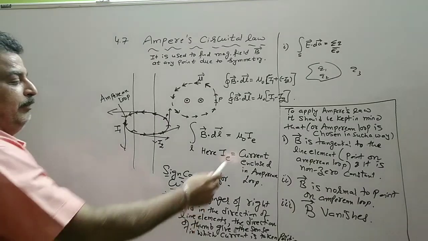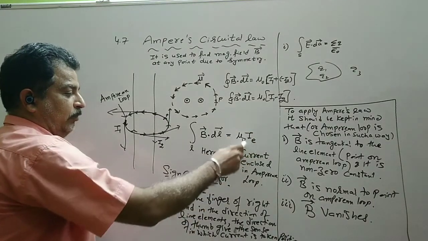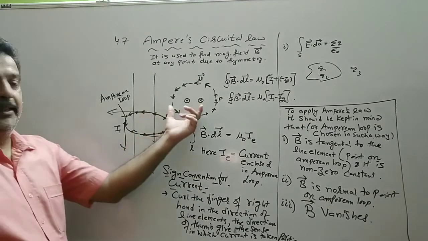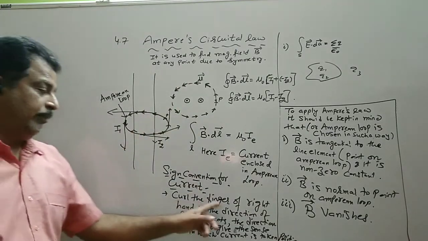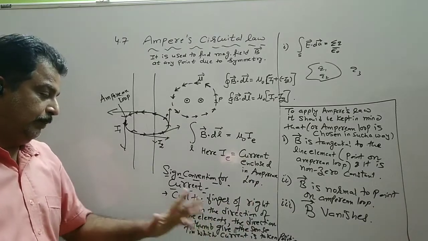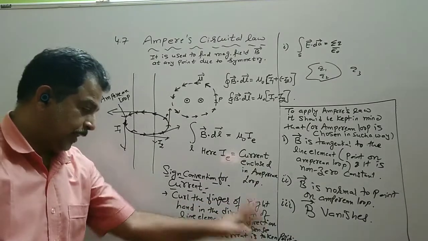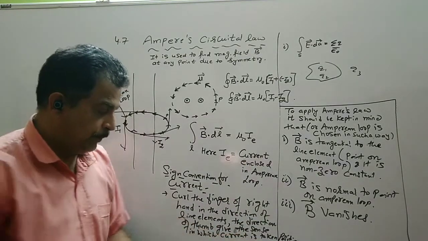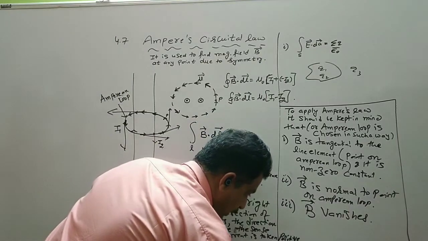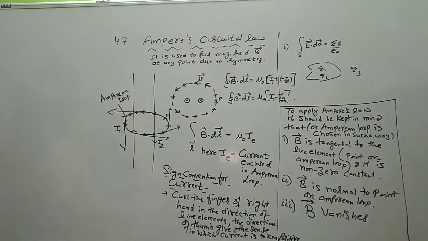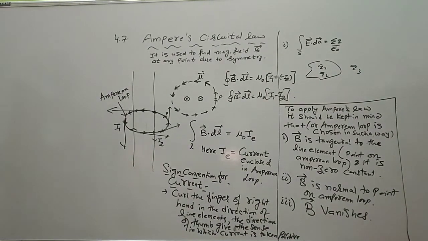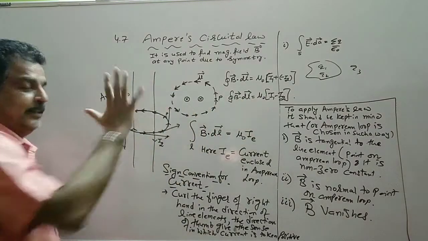Then after choosing the Amperian loop, we divide that Amperian loop into small line elements. It is an open surface. Open surface means it is a circle. Then we find out the sign convention for the current if there are more than two currents in the Amperian loop. So you curl the fingers of your right hand in the direction of the line elements. The direction of the thumb gives the sense in which the current is taken positive. So you have to remember that if your thumb is upward, the current in the upward direction should be taken as positive. So we have taken this example here.